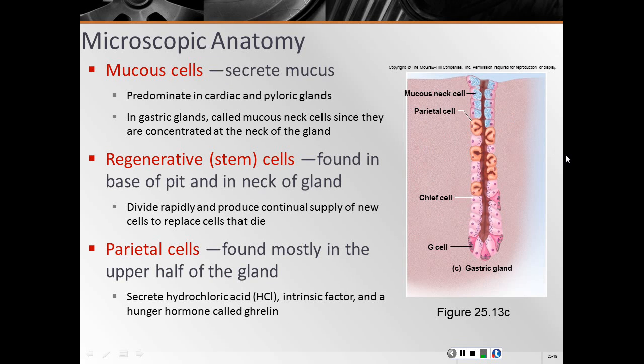Now the regenerative or stem cells are found in the base of the pit and the neck of the gland, and they divide rapidly and produce a continual supply of new cells.